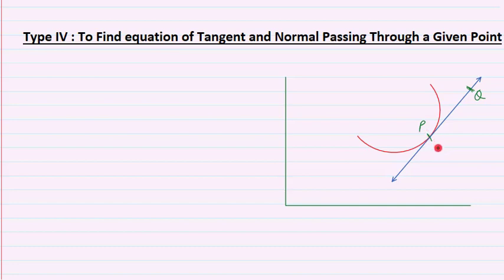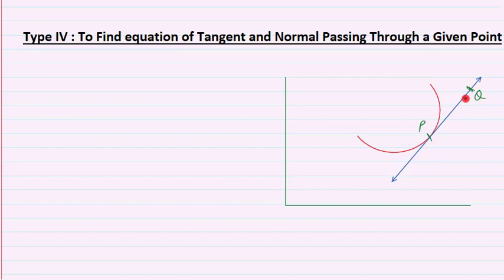Now as this is the common point for the curve and the tangent, we can write the equation of the curve at point P in terms of x1, y1. Then we will calculate dy upon dx, meaning the slope of the given tangent at the same point, that is P. Now we have the slope and the point P with coordinates x1, y1. So we'll calculate the equation of tangent in terms of x1 and y1.